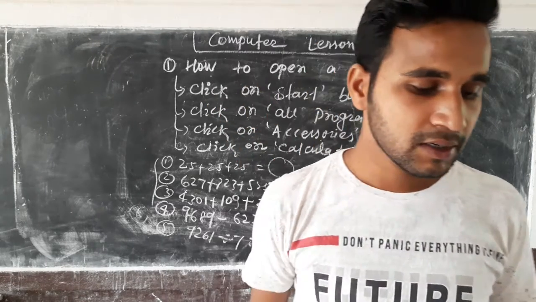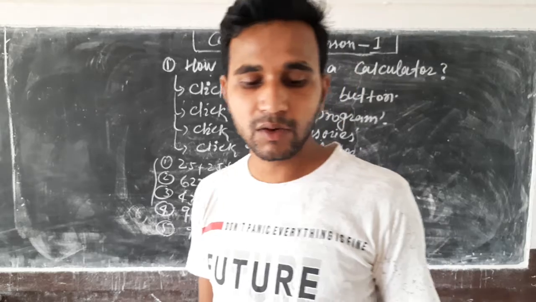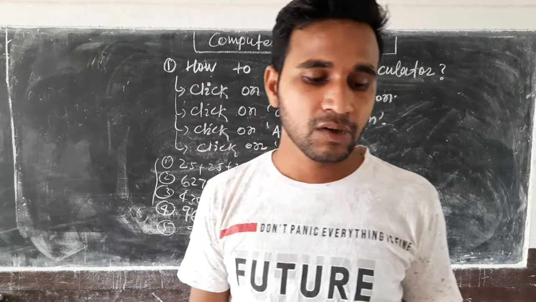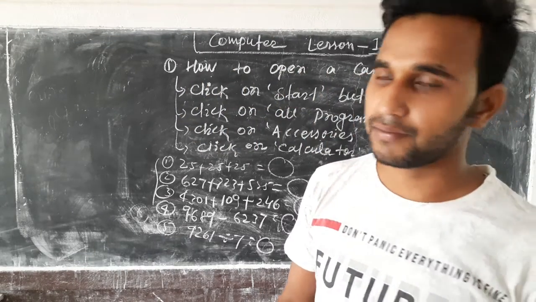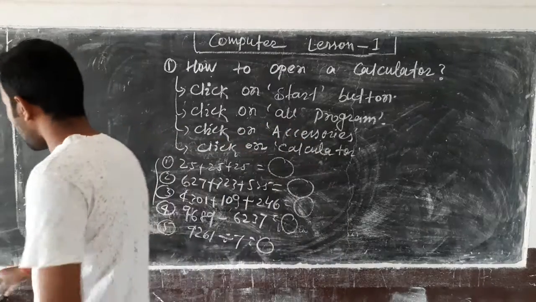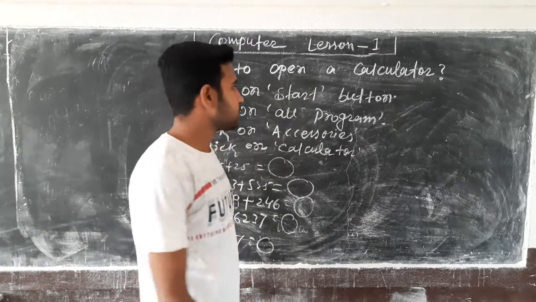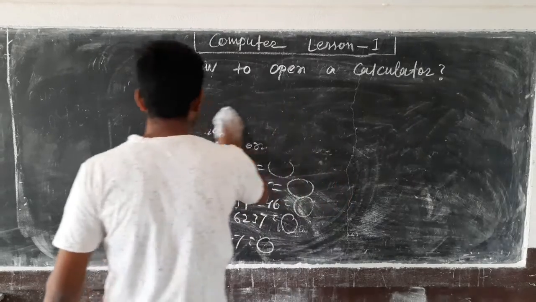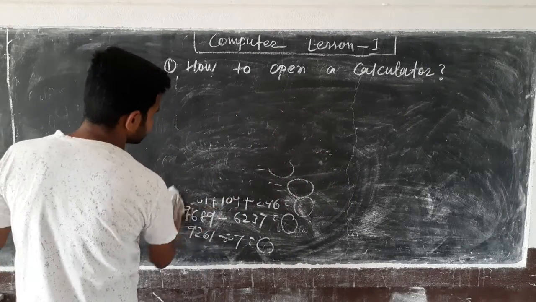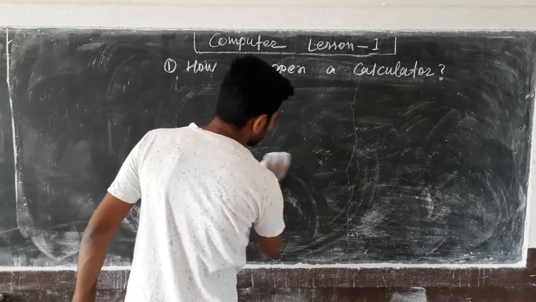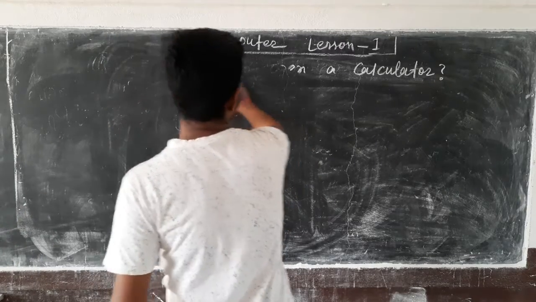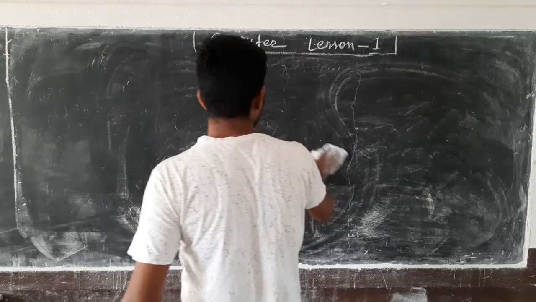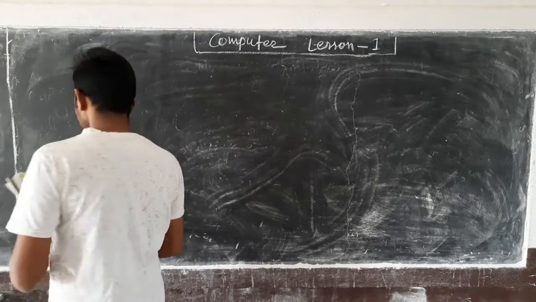So our next: make a list of at least 10 software installed on any one computer in the lab. Write the names of 10 application software which are installed in your computer system.